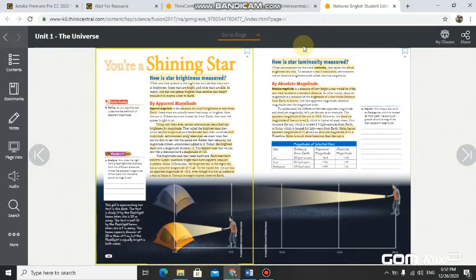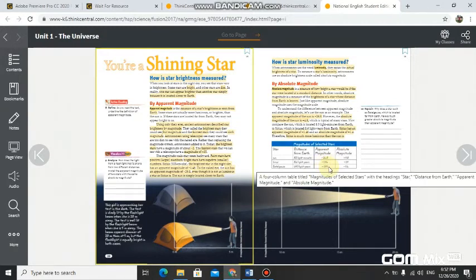So to correct this distance error, they created something called absolute magnitude. They measure the luminosity of a star. Luminosity is the actual brightness of a star despite the distance from Earth. As for the values, as the value gets bigger in the negative, the brightness will be more.